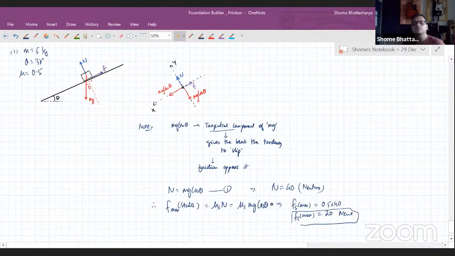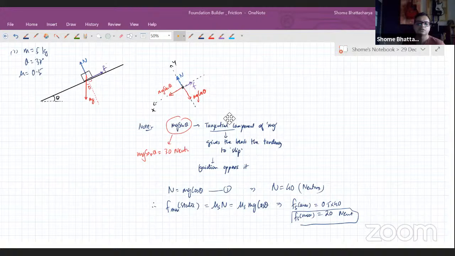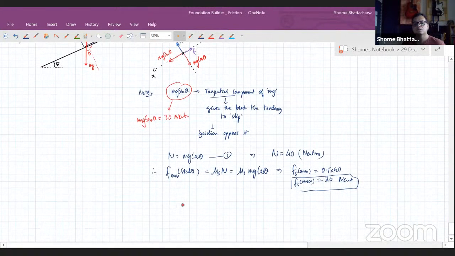So this is the maximum friction. Whereas this component is trying to create the slipping. This mg sine theta is how much in this case? It is 30 newtons. Yes, so the maximum friction we have is 20 newtons. So what we can see here is that therefore mg sine theta is exceeding the maximum friction. Okay, so that means the block will slip.